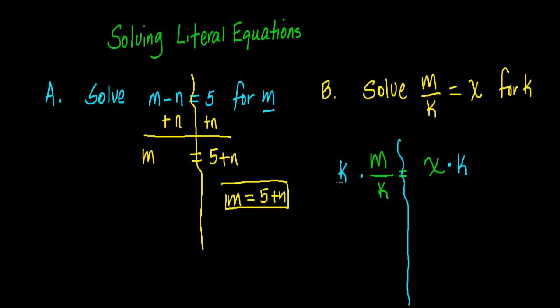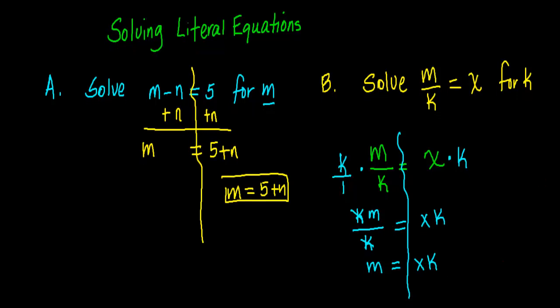So I can cross cancel. Remember, this is k over 1. And when we multiply fractions, we multiply numerator times numerator, denominator times denominator. So this becomes k times m, km, over 1 times k, k, equals x times k. k and k cancel out to make 1, so that leaves you with m equals xk.